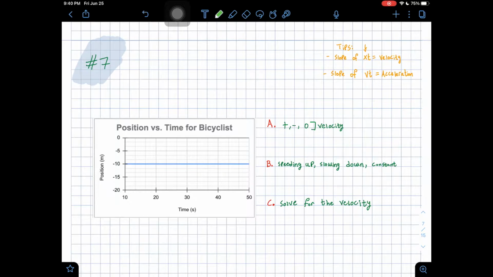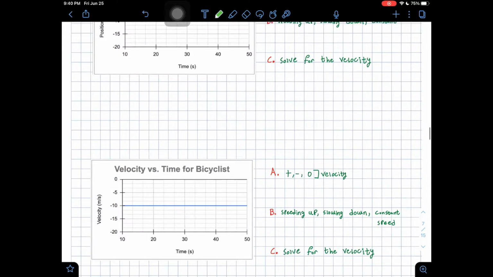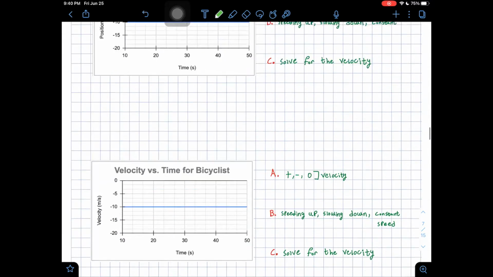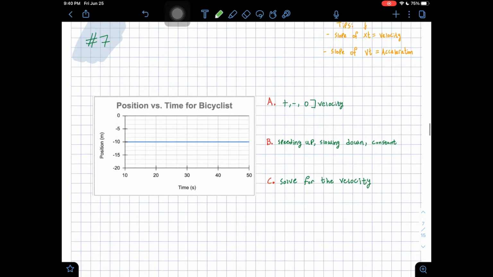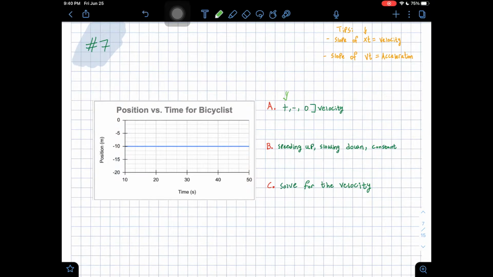In today's video, we'll be going through part 7 of our physics review. In this question, we have a position versus time graph for a bicyclist, and then we have a velocity versus time graph for the bicyclist. Both questions ask us to find if the velocity is positive, negative, or zero, if the bicyclist is speeding up, slowing down, or at a constant speed, as well as to solve for the velocity.